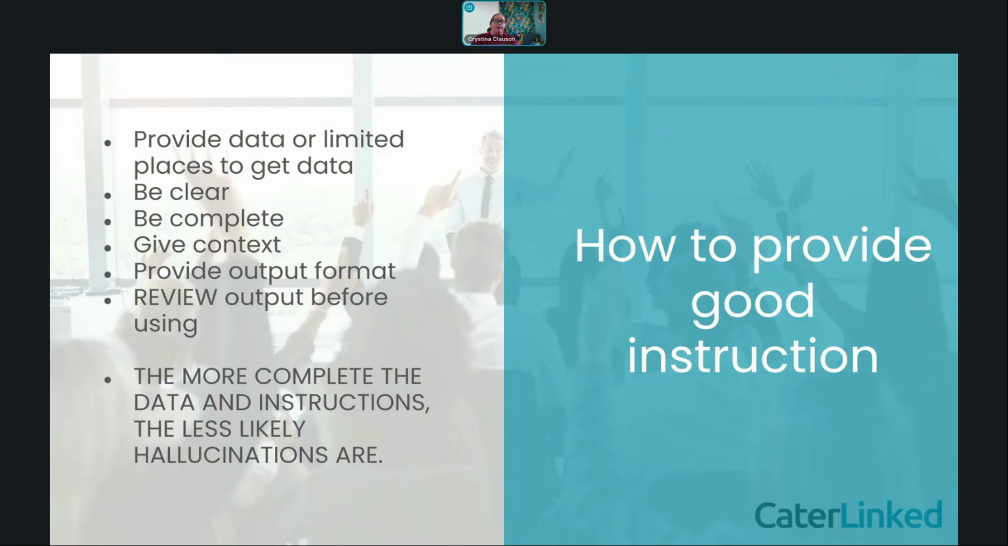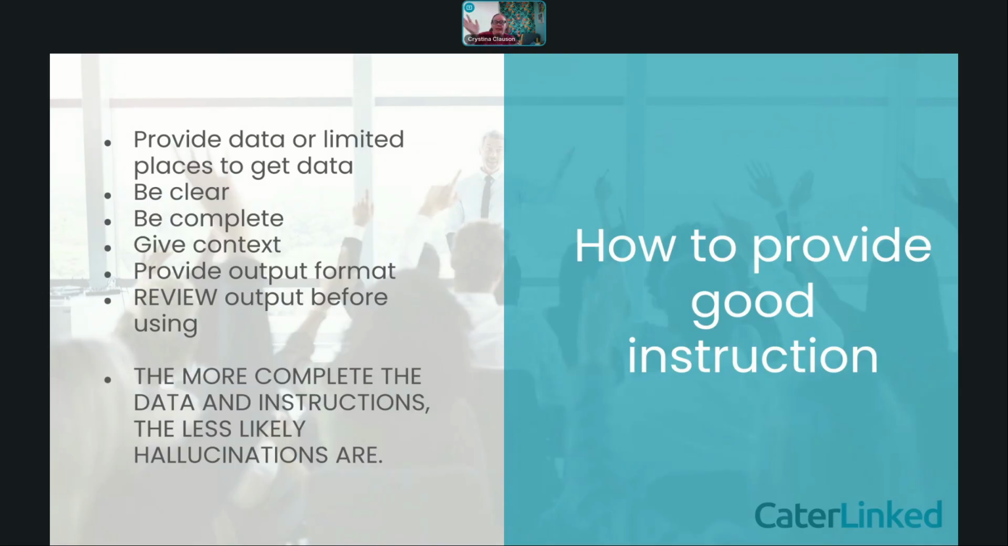Provide output format. So I want this in an Excel spreadsheet. I want these to be the fields, and this is the data that I want in each of those fields. Review the output before using. So myself being kind of a technical person, I was on a board and I was sending out an email about our next board meeting.